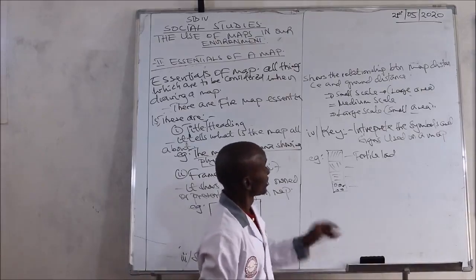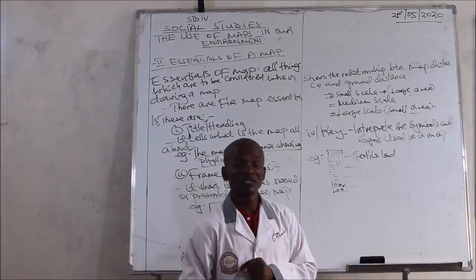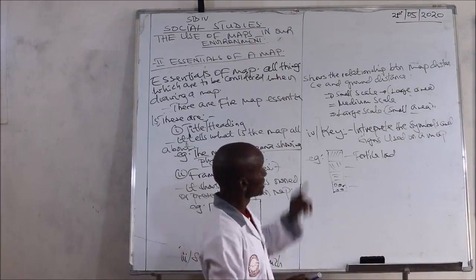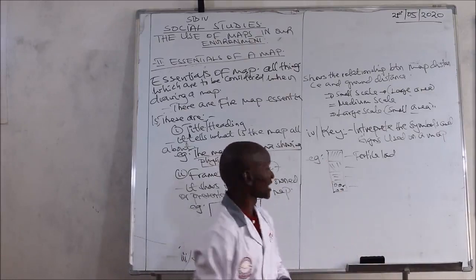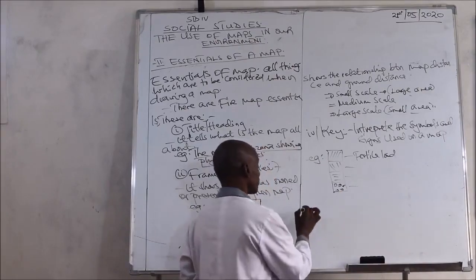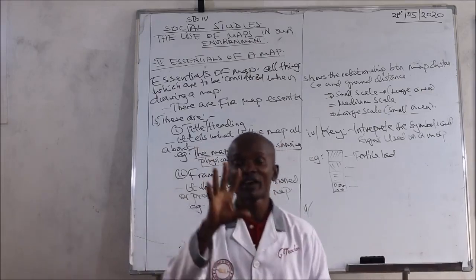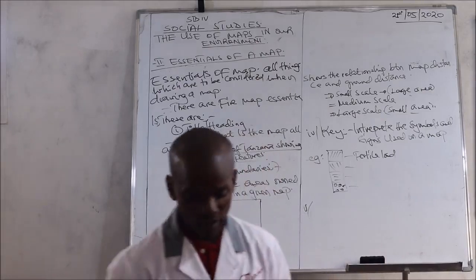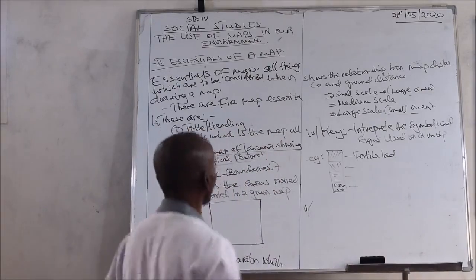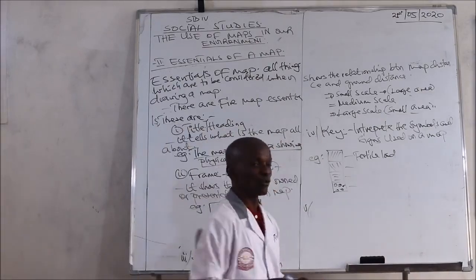So the key is very important because it interprets the symbols, and it tells the meaning of the symbols and signs that have been used in a map. I said we have 5 map essentials. A good map has 5 map essentials, and here we have discussed 4.